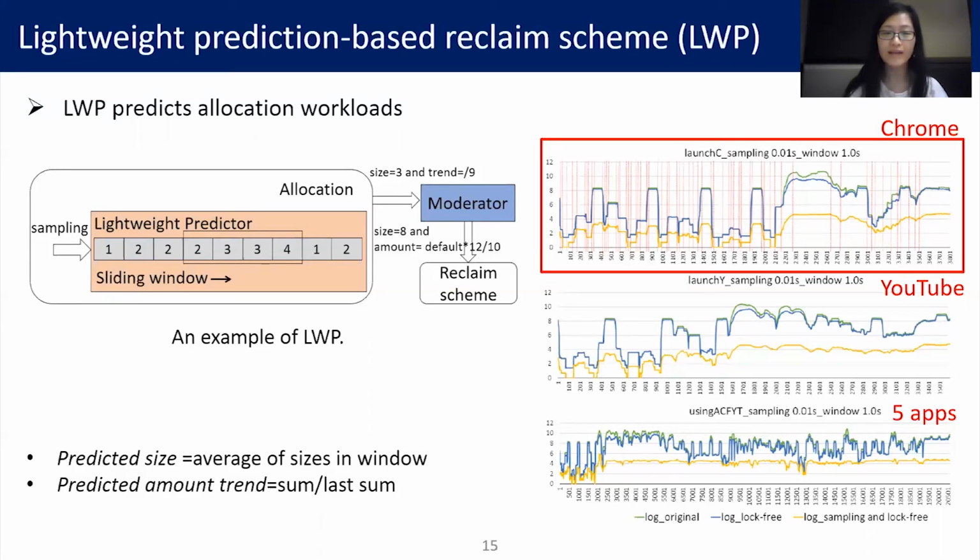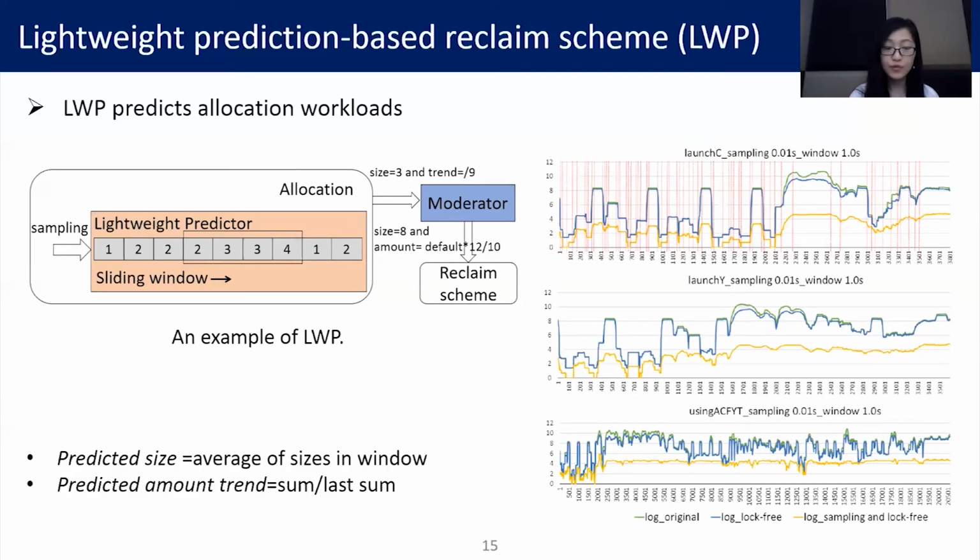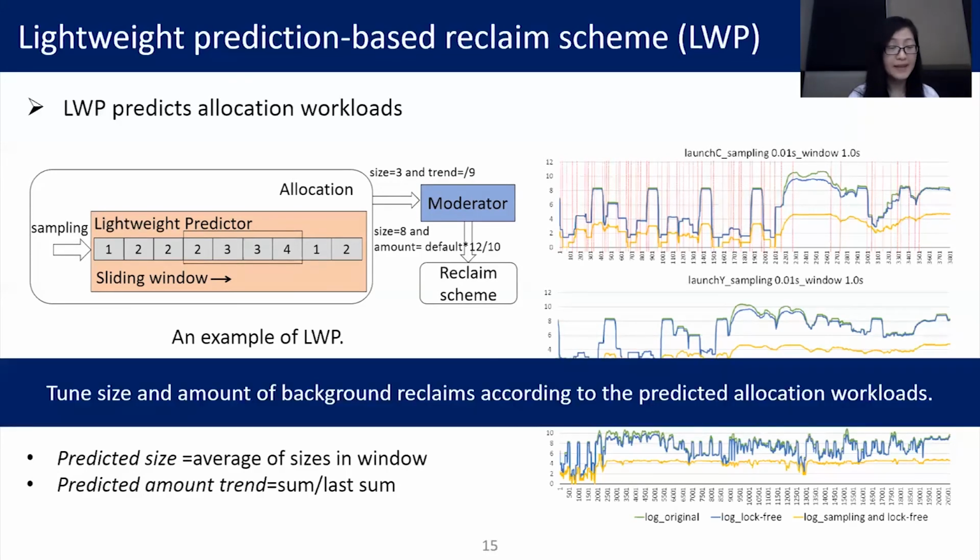The green line is the value calculated by the original allocation requests. The blue line is calculated by the lock-free allocation requests. And the yellow line is calculated by lock-free and sampled requests. We add the vertical red line to denote the amount trend. These results show that the lock-free and sampling case capture the same trend as the original case. In this way, LWP dynamically tunes the size and amount of background reclaims according to the predicted allocation workloads.